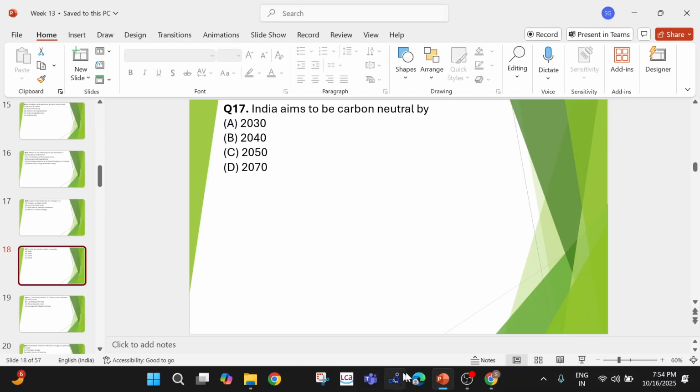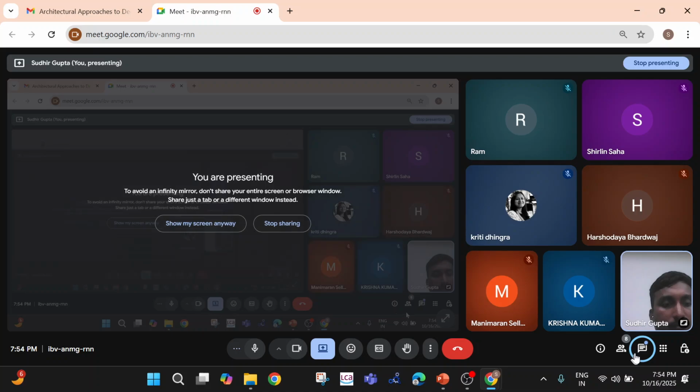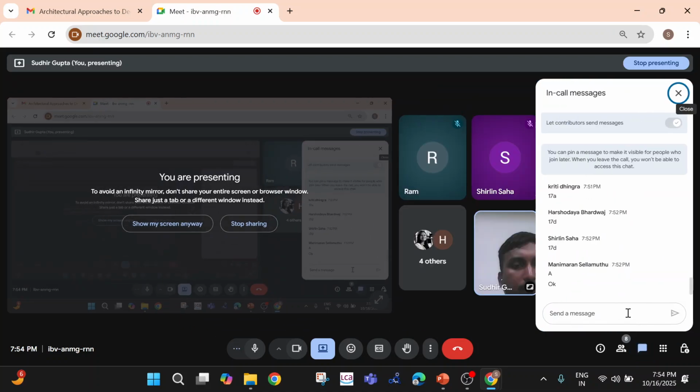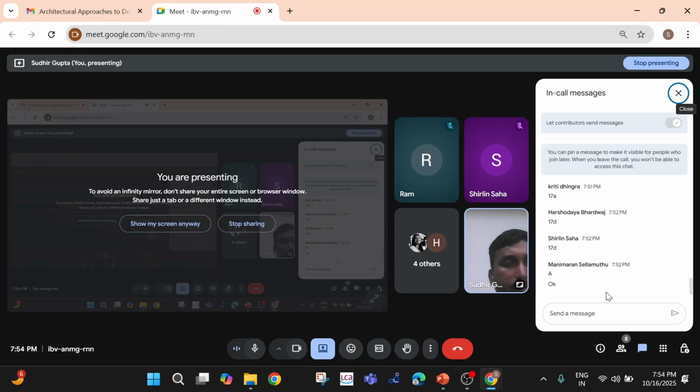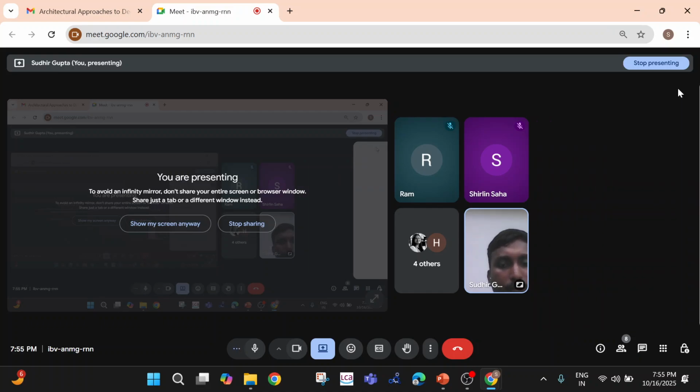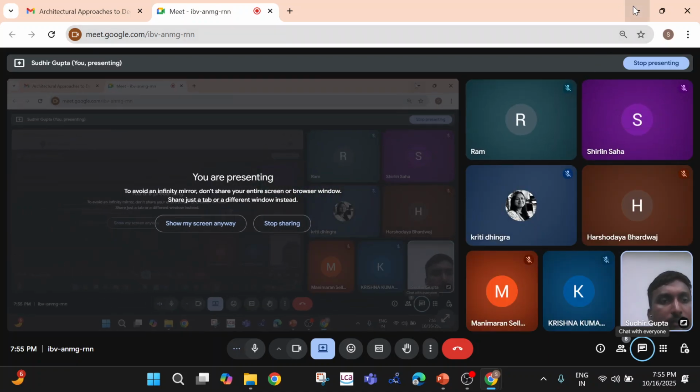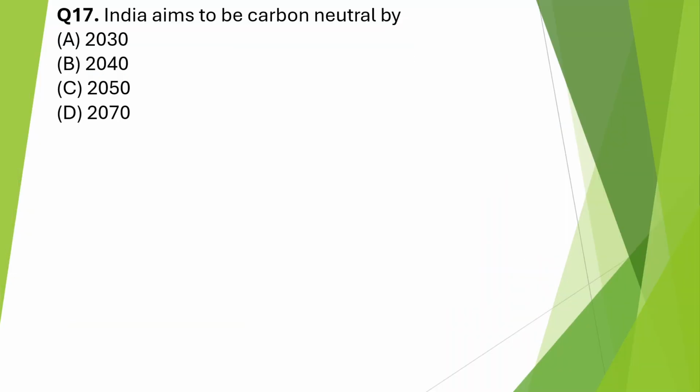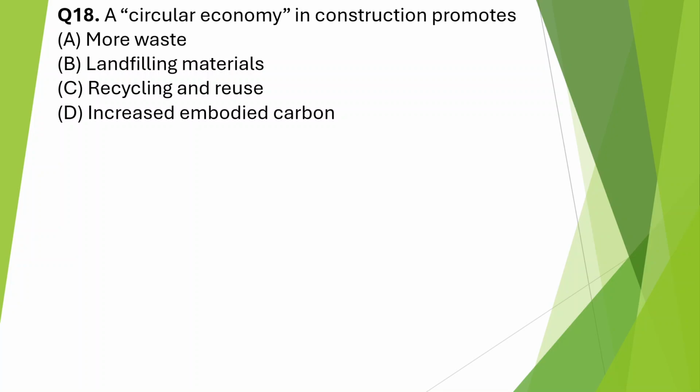Is it clear, Kirti? Because I think Mani Maran is okay with 2070. What about Kirti? She is also fine. Both of them were going in the wrong direction, and both are fine with the discussion and the answers given by their friends. So with this, we will move to the 18th question. The 18th question is asking you about what the circular economy in construction promotes.